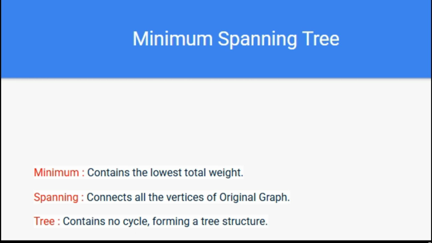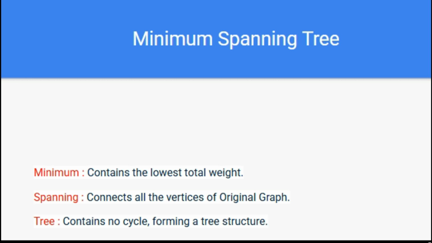Okay, so the second term is spanning. Now what does spanning mean? Spanning means connecting all the vertices of the original graph. So what we are trying to do is create a new structure from the given structure, but the structure we create is going to connect all the vertices, while also keeping in mind that we are going to minimize the total weight.